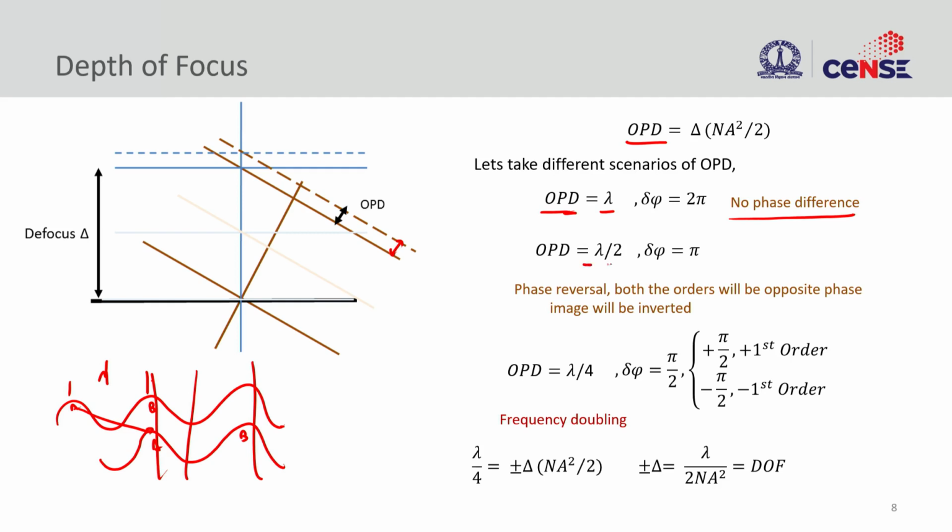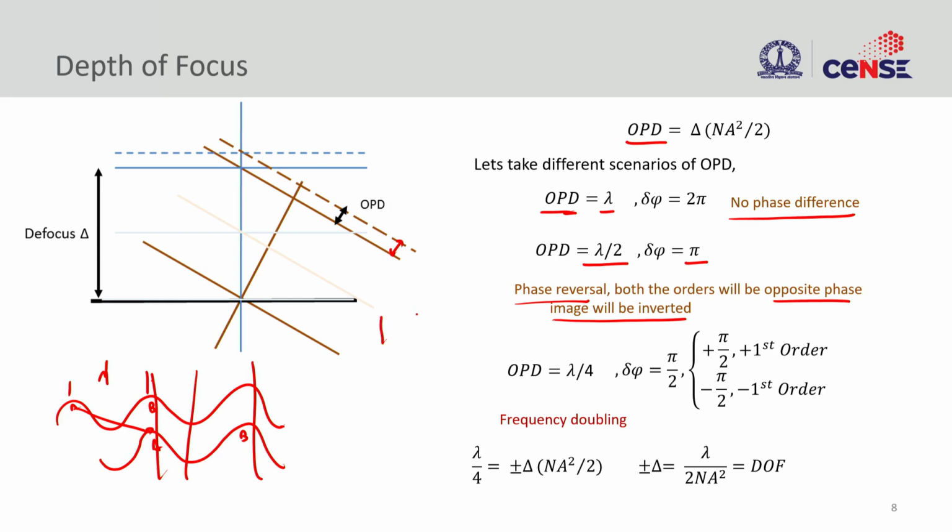But now if the optical path length difference is lambda by 2, this is where you run into a problem. If your OPD is lambda over 2, then it is a pi phase difference, and the phase reversal between these two orders will create an opposite phase image. So there will be an inverted image that you will get. One needs to be careful when your phase difference is lambda over 2.